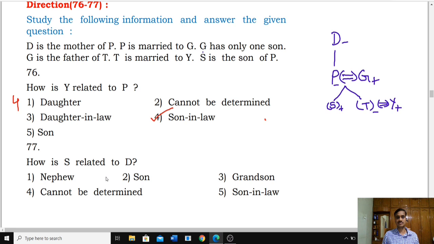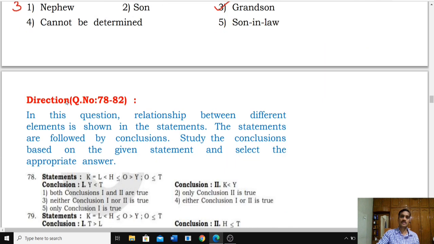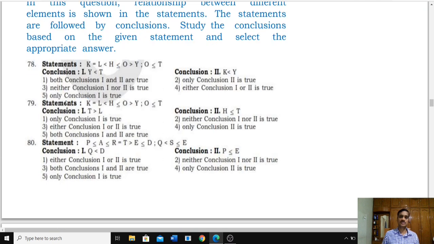76 choices. 77. How is S related to D? D's daughter's son. Daughter's son is grandson. That is choice 3, 77. And 76 and 77, 4 and 3 are the choices to these two questions. Then 78 to 82, these 5 are based on coded inequalities.